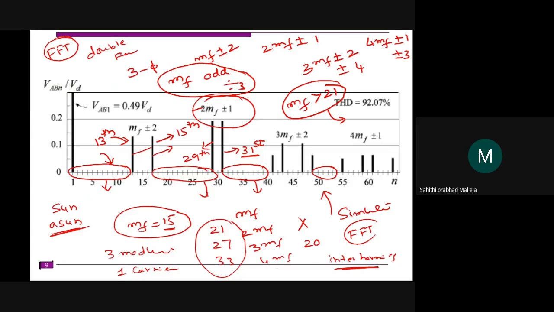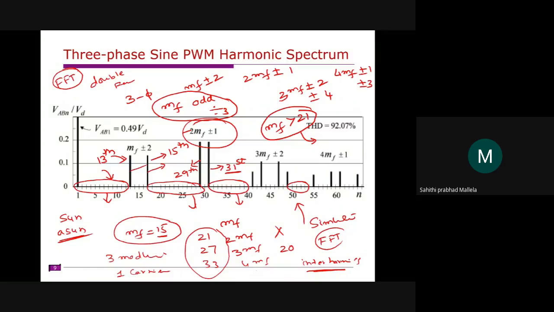Okay, so if you choose MF less than 21, then you have to make sure that it is a synchronous PWM. If it is greater than 21, you're not worried that much about whether it is synchronous or asynchronous. Clear? It's clear? Do you have any doubts on this?